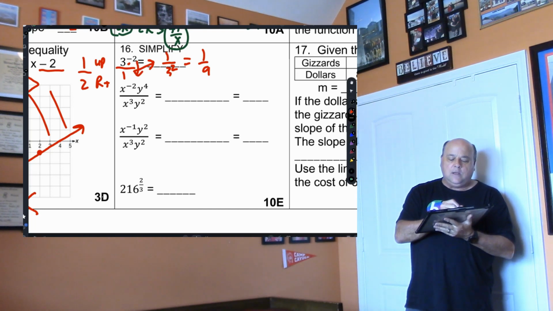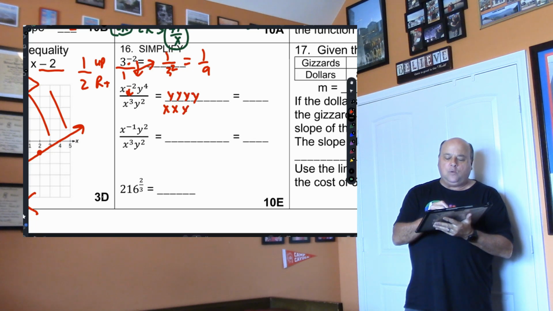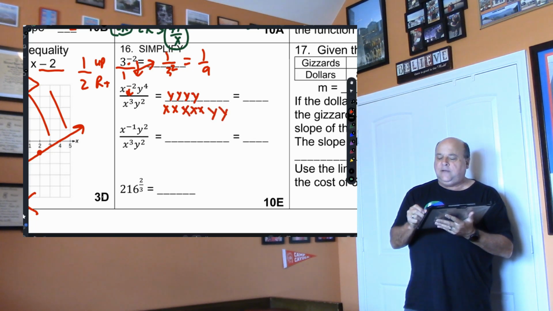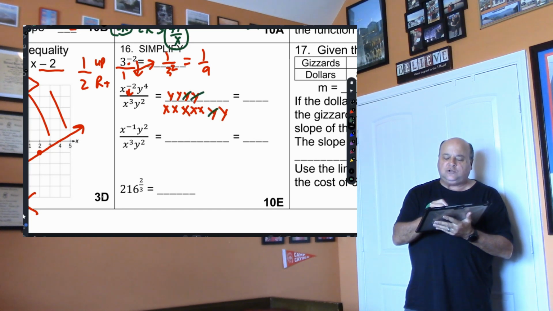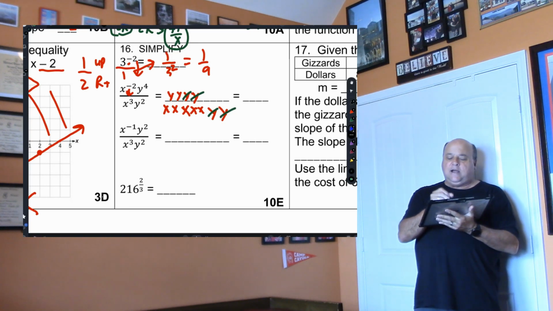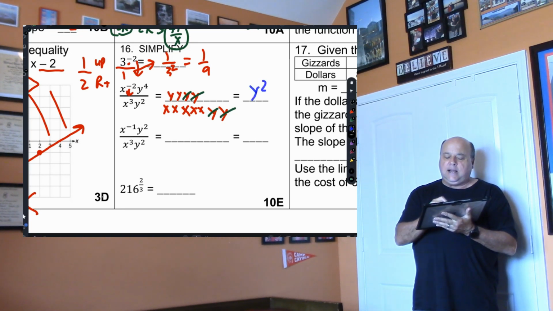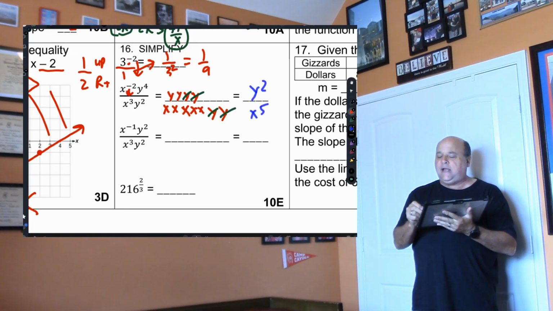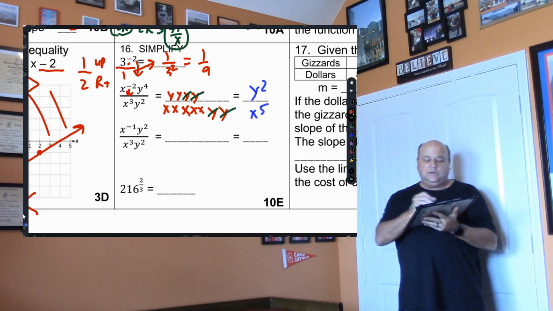Let's go to the next one. Right here, that -2 is going to go to the bottom. I'm going to write down 2 x's. I need 4 y's on the top, and then I need 3 more x's on the bottom, and 2 y's on the bottom. Now I'm going to scratch out 2 sets of y's, right? Whatever's left is my answer. So I have 2 y's on top, and I have 5 x's on the bottom. That easy, okay? Let's do the next one.